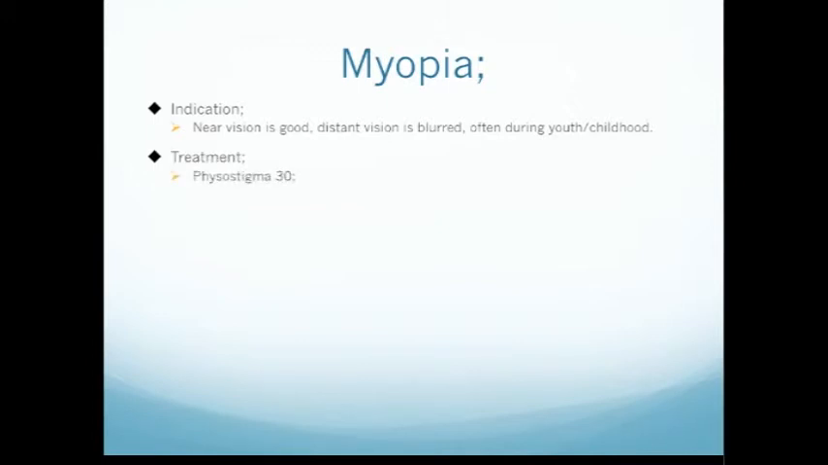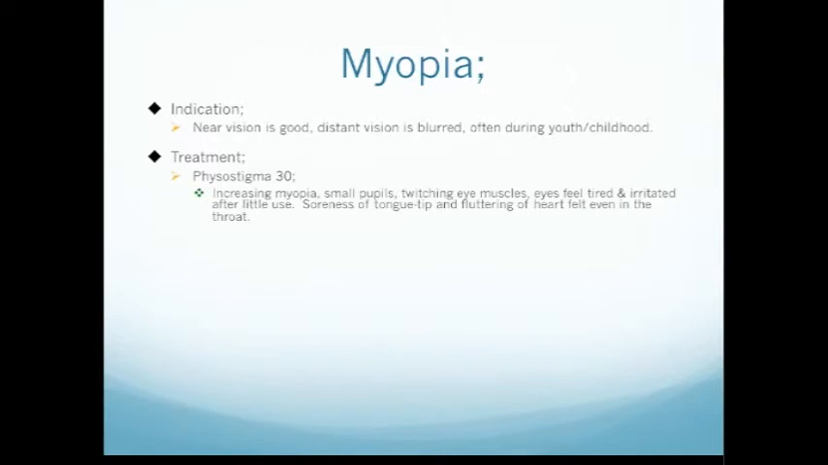Myopia, nearsightedness. Near vision is good, distant vision is blurred. This happens frequently during youth and childhood. Treatment includes Visosigma 30, which is good for those with increasing myopia, small pupils, twitching eye muscles. The eyes may feel tired and irritated after little use.